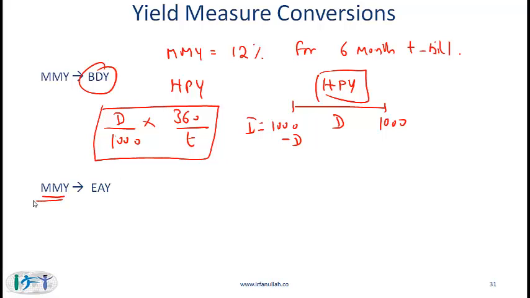If you have the money market yield, it is easy to come up with the effective annual yield, because again you first compute the holding period yield and then the effective annual yield is simply 1 plus the holding period yield raised to the power of 365 over T minus 1.